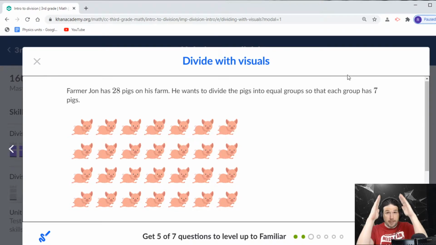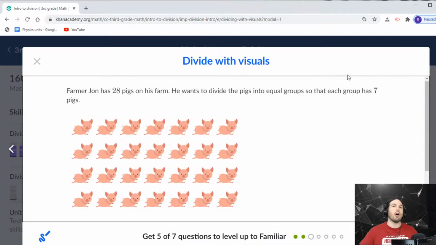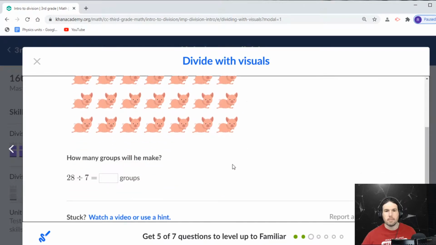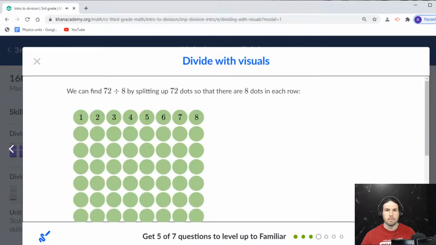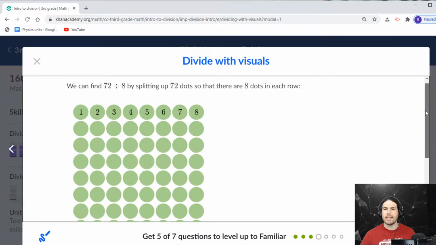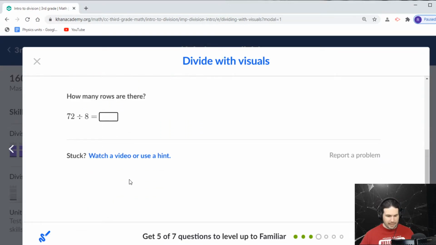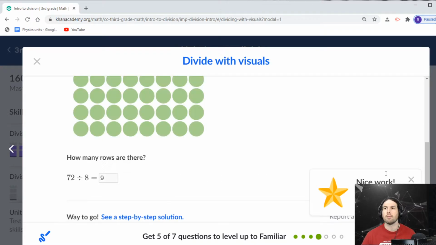There is scaffolding here, and later on in the grade, later on in the stream, that scaffolding will be taken away, and eventually we're just going to be doing the multiplication and division. That looks like 4 groups to me. 72 divided by 8. You can split up 72 dots so that there are 8 in each row, which will make 9 rows because I happen to know that 9 times 8 is 72.